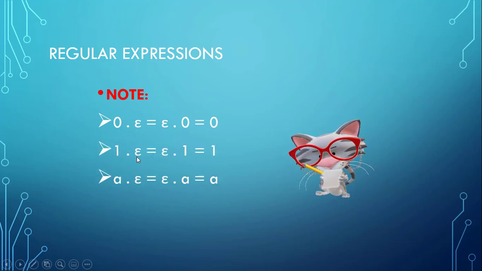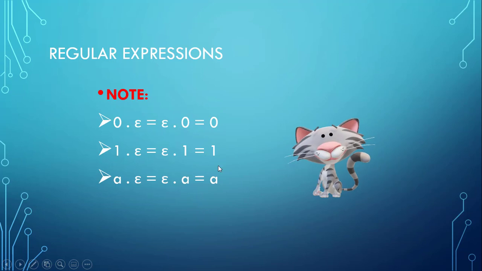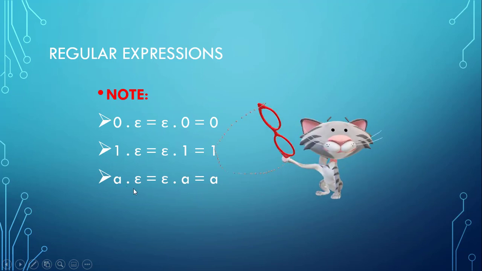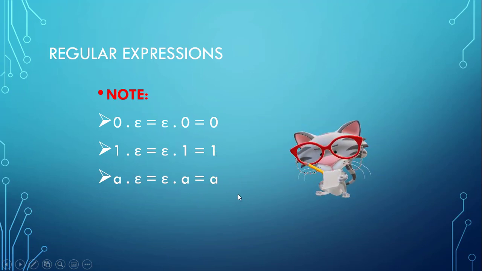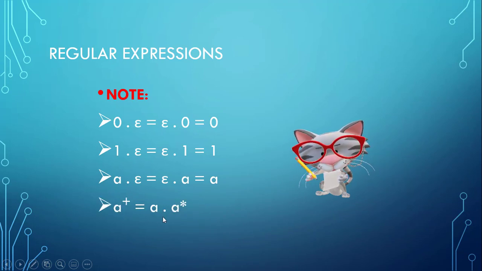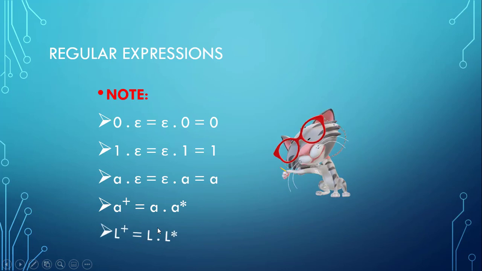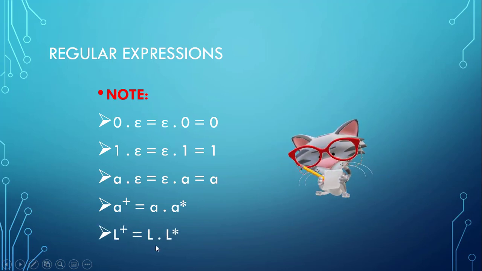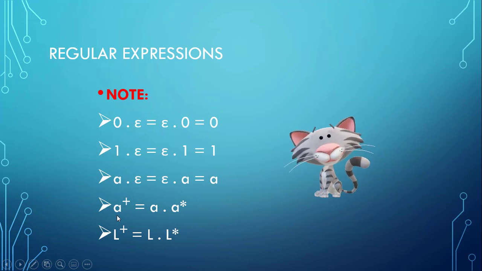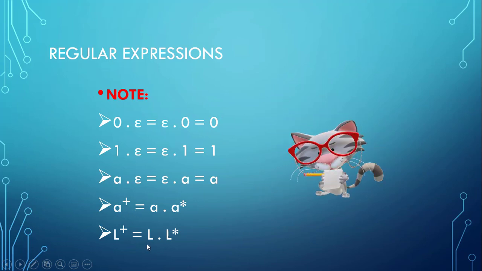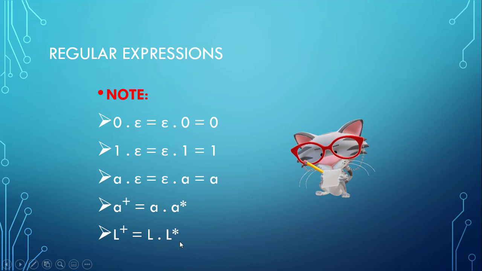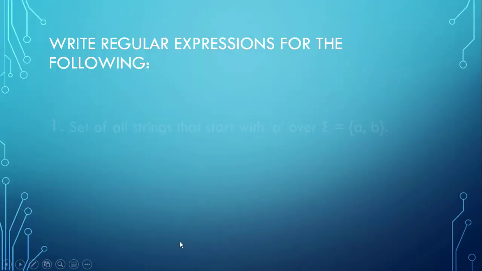So anything multiplied by 1 will give us the number itself. So here when we multiply epsilon with A, we will get A as the output. Last example is A plus, which is A dot A star, and finally L plus will be L dot L star. So here when we have an expression of A plus type, it will always mean that it is A dot A star. So let us see the first question.